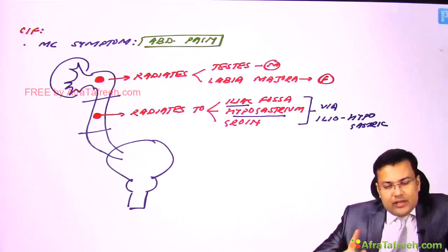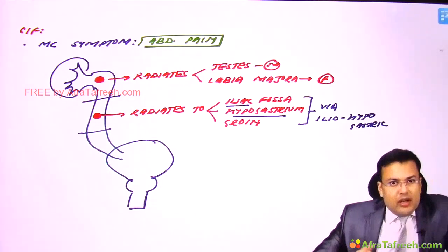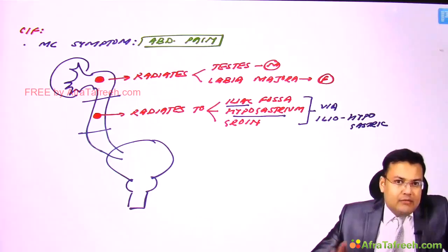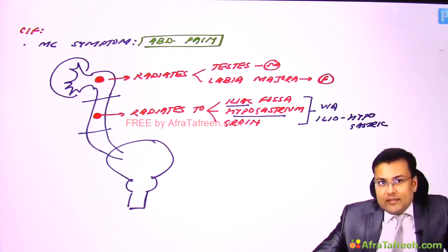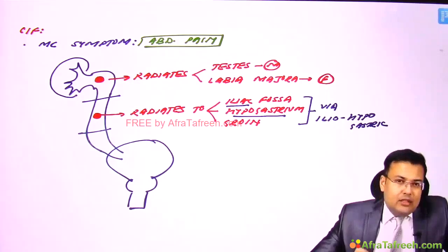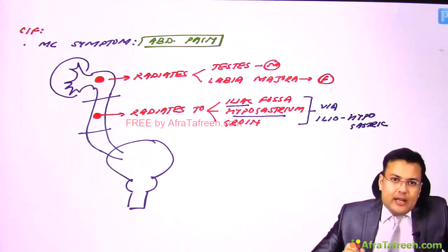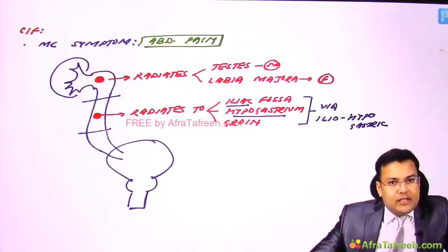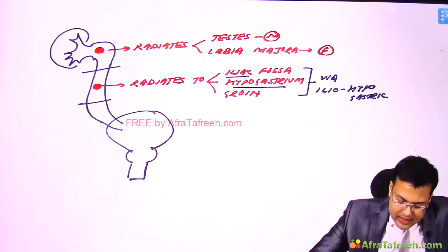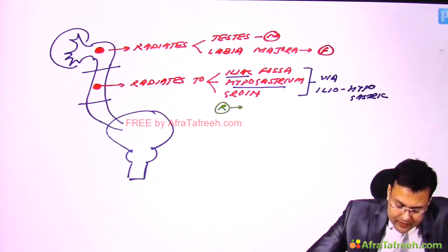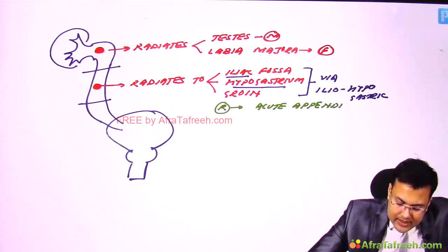Now see, suppose the stone is in the middle 1/3 of the right ureter. Pain is going to radiate to the right iliac fossa, and that's why it mimics which condition? It mimics acute appendicitis. And suppose the stone is in the middle 1/3 of the left ureter, so pain radiates to the left iliac fossa and it mimics which condition? Diverticulitis. Clear? So on the right side it mimics acute appendicitis, and on the left side it mimics diverticulitis.